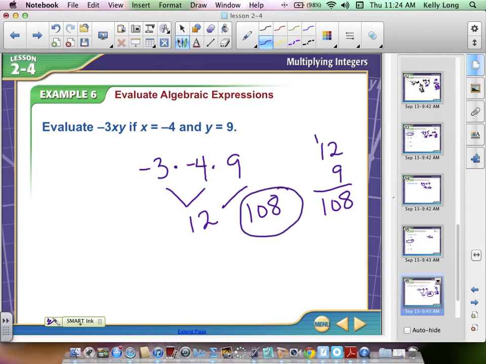Okay? Pretty easy. Just remember, like signs are positive, unlike signs are negative when you're multiplying and dividing, by the way, but we'll work on dividing tomorrow.